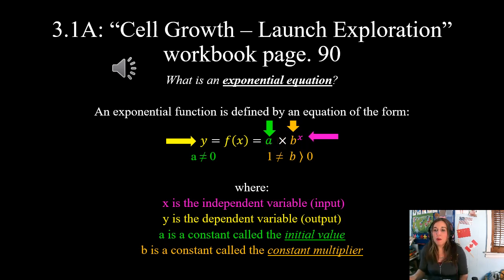So we know that our constant multiplier has to be greater than 0. It's not going to be negative, okay? But it can still be a decimal. And it cannot be equal to 1. All right, so these are the different components of our exponential equation. This is how we define an exponential equation. It can be written in this form.